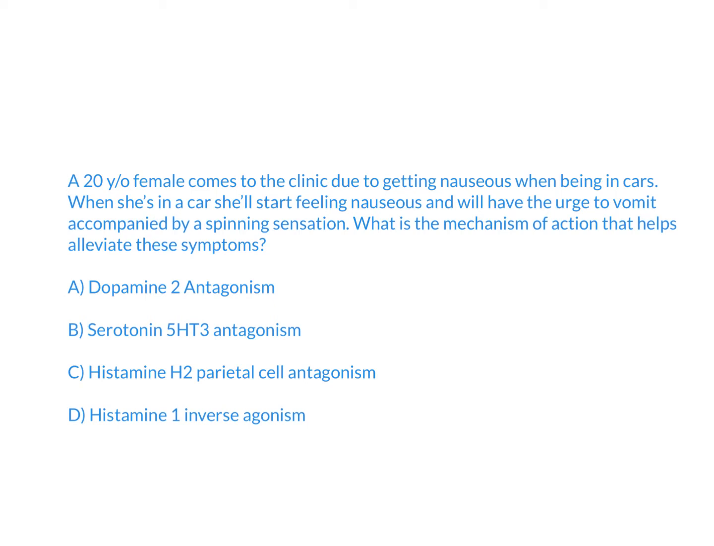So a 20-year-old female comes to the clinic due to getting nauseous when being in cars. When she's in a car, she'll start feeling nauseous and will have the urge to vomit accompanied by a spinning sensation. What is the mechanism of action that helps alleviate these symptoms? Dopamine 2 antagonism, serotonin 5-HT3 antagonism, histamine H2 parietal cell antagonism, or histamine 1 inverse agonism.